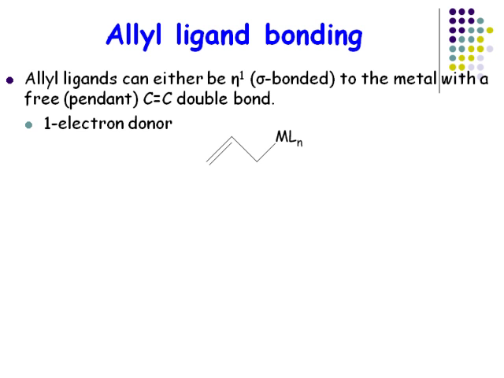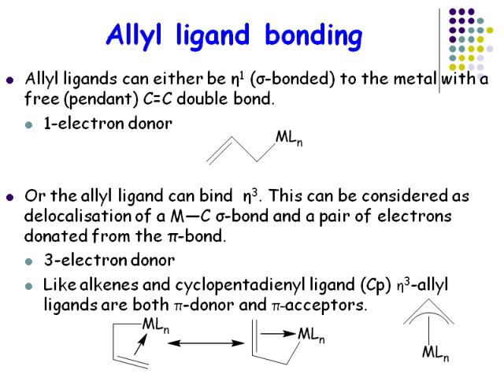Right, so let's just reiterate the bonding modes of our allyl ligand. So allyl ligands can either be eta-1 bonded. If they are eta-1 bonded, then they are only sigma bonded. They are forming a normal covalent bond by sharing an electron with a carbon-based radical and the metal-based radical. So they are eta-1 bonded, in which case the alkene function is going to be pendant and not coordinated to the transition metal center. Or we can basically coordinate that alkene function to the transition metal center.